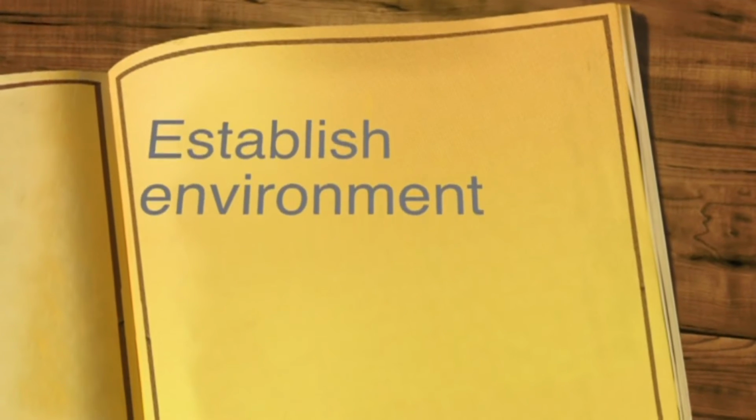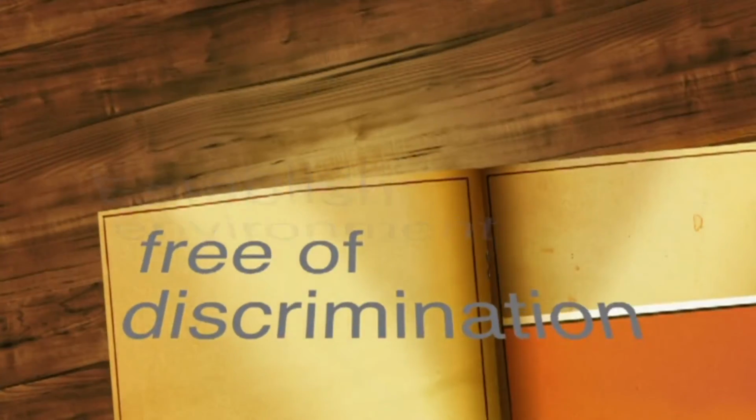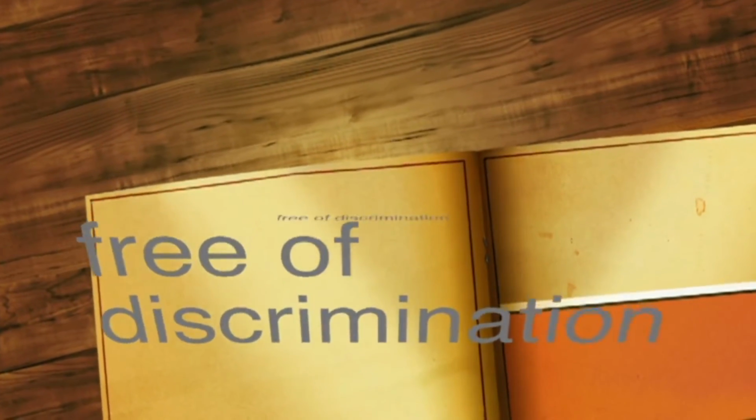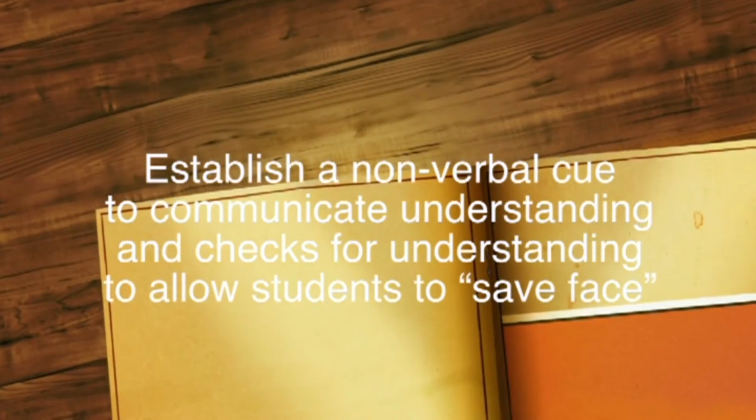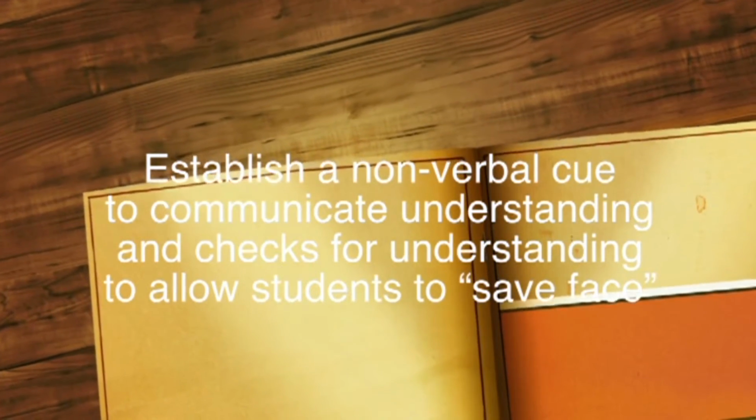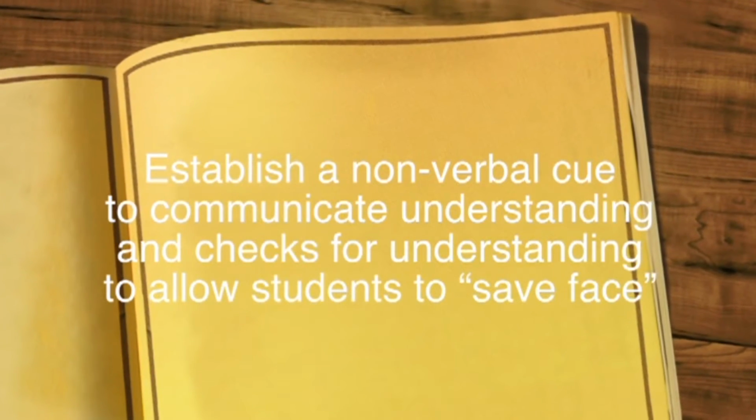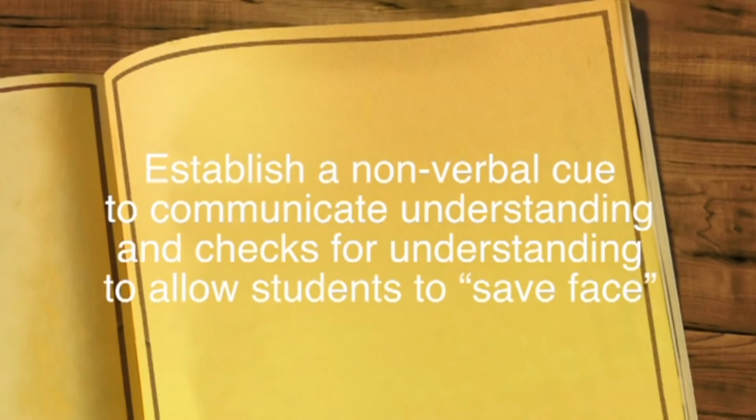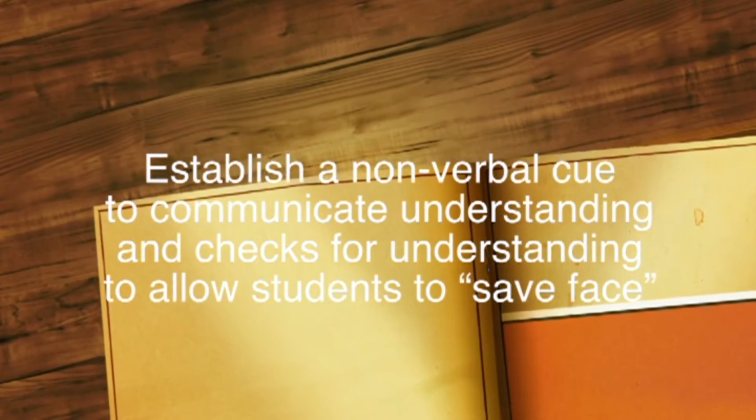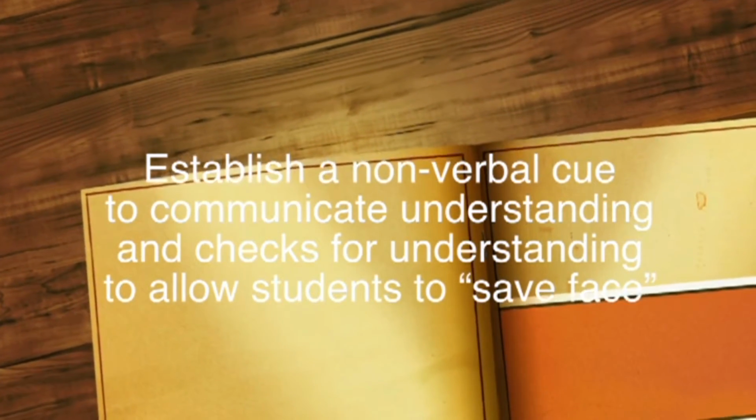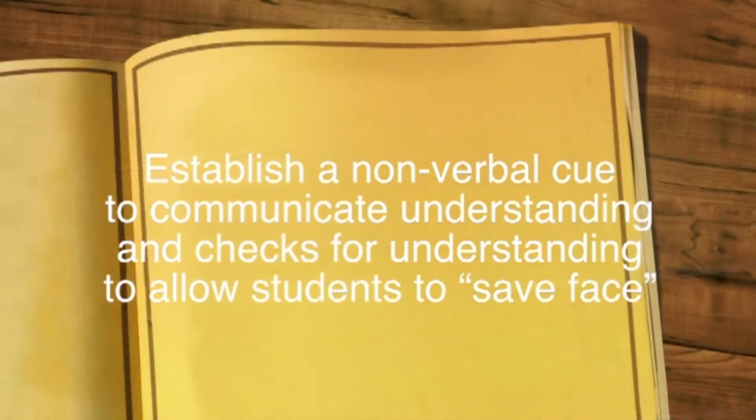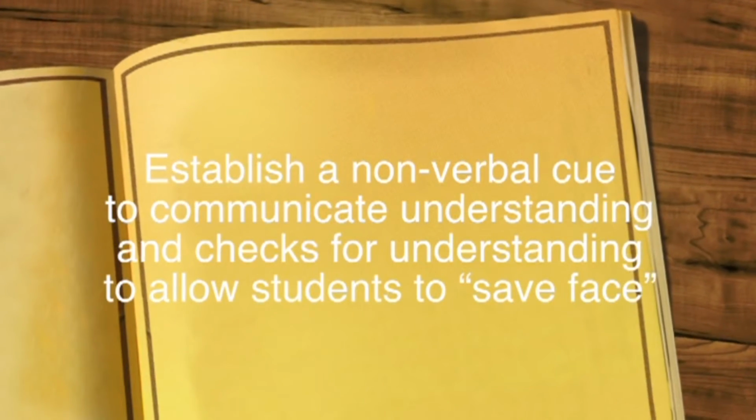Establish an environment free of discrimination in which students can be comfortable asking for assistance or stating their lack of understanding. You may want to establish a nonverbal cue for students and teachers to communicate understanding and checks for understanding to allow students to save face. For example, ask for fingers to show the amount that was understood: 1 meaning I understood very little, and 5, I got it.